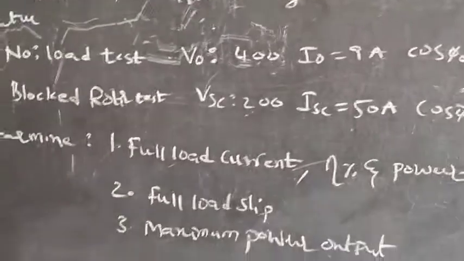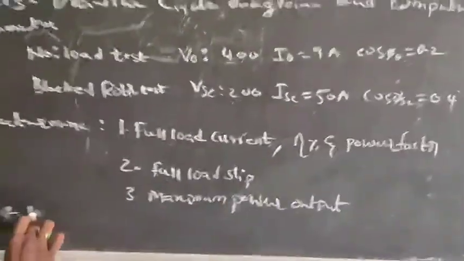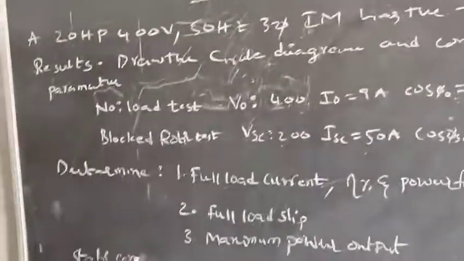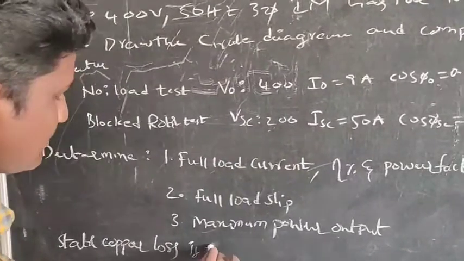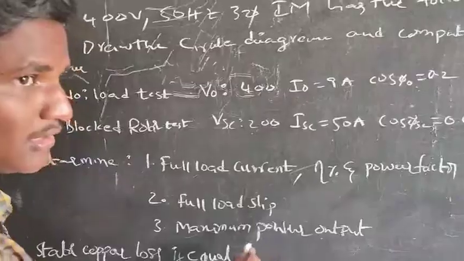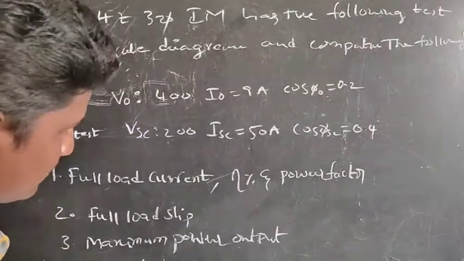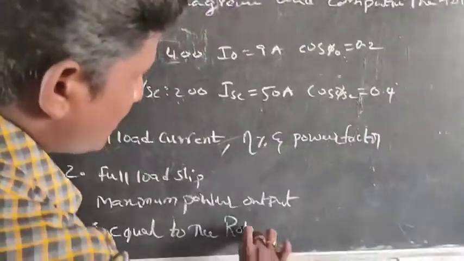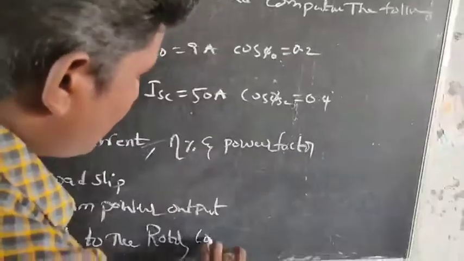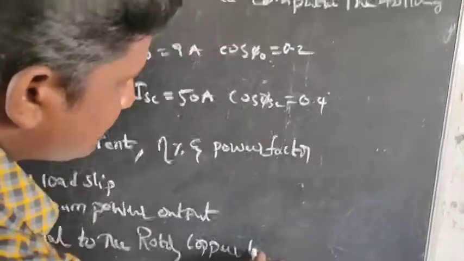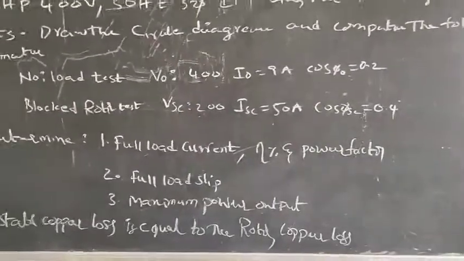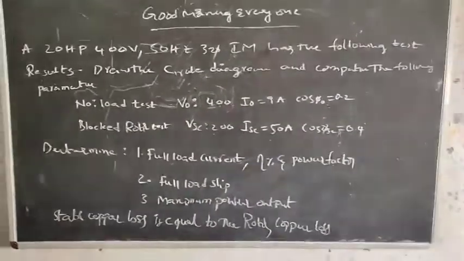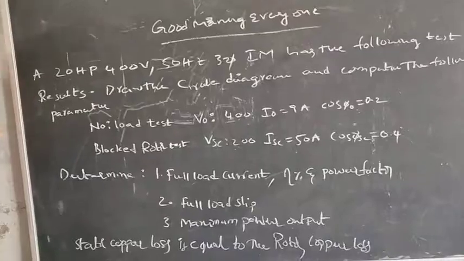The given condition is that the stator copper loss is equal to the rotor copper loss. So given that, what is the problem?